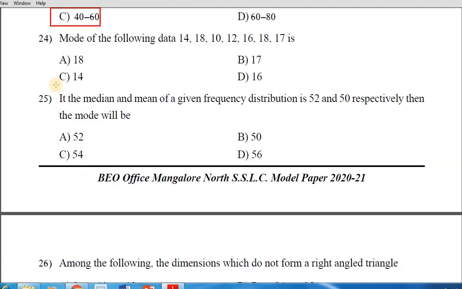Question number 24, children. Mode of the following data. Read the given data in proper way. So 14, 18, 10, 12, 16, 18, 17. Which score repeated maximum number of times? So that will be the mode. Look at, children. Here 18 repeated 2 times and no other scores have been repeated. Hence 18 is the mode. So mode means the score which repeated maximum number of times. Hence for the 24th, option A is right.